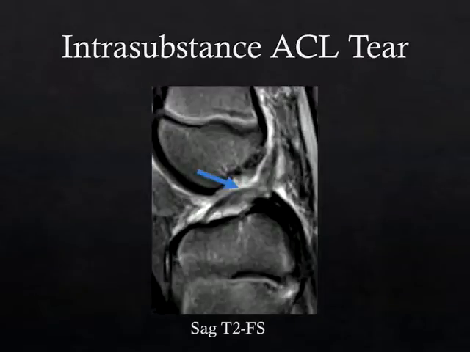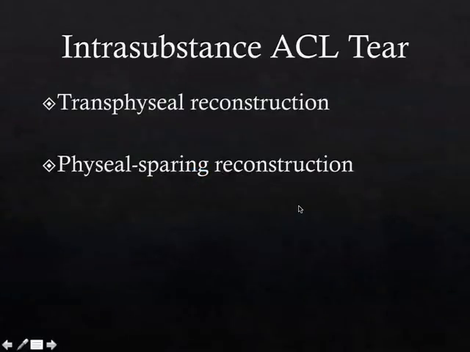You can see that the course of the ACL is more horizontal than you would expect. Typically, it would closely parallel Blumensaat's line, which is this osseous line at the intercondylar notch here. And this patient was insufficient clinically. And so if you have an intrasubstance ACL tear, there's a few different reconstruction methods you can use.